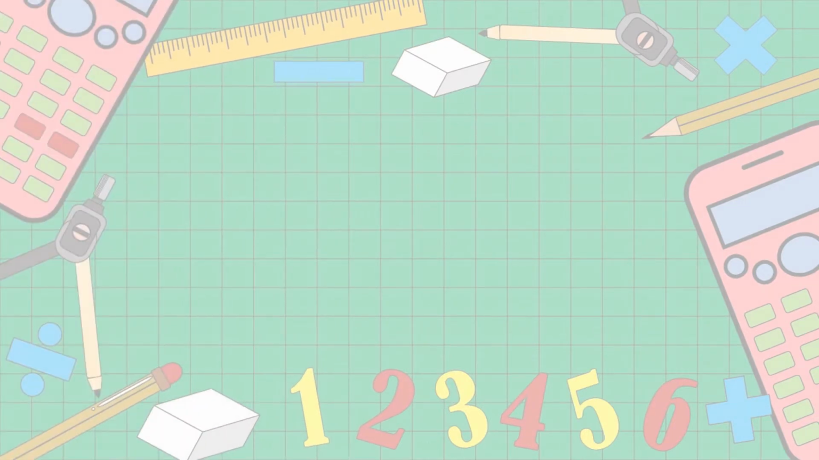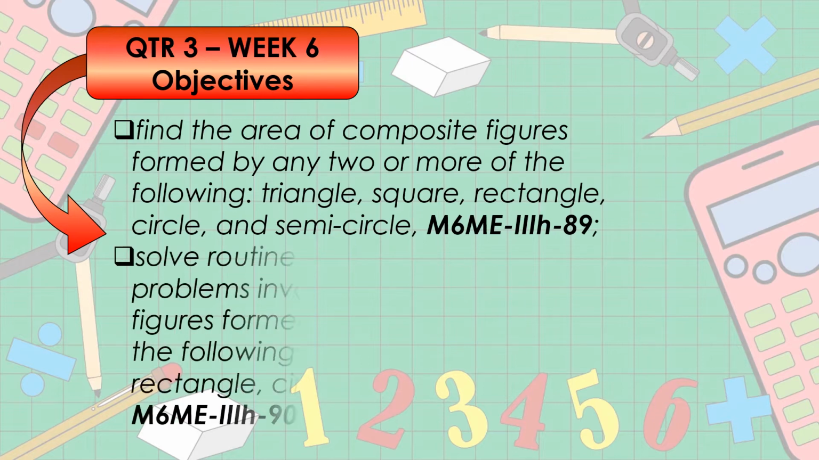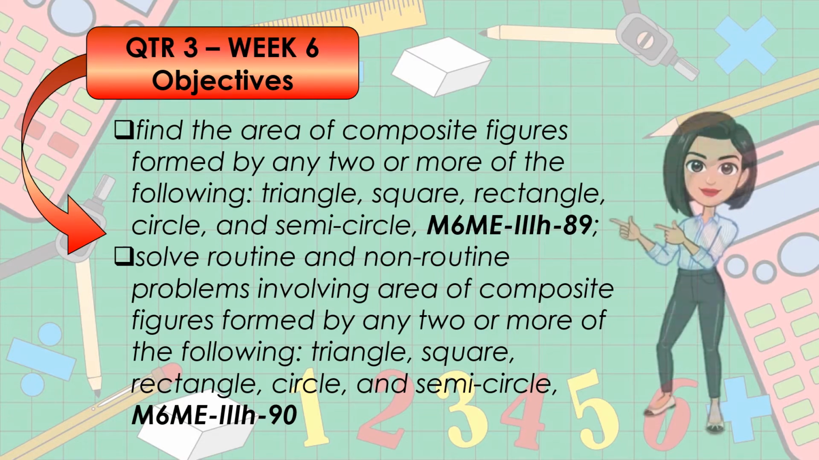So for our learning objectives, we are going to first find the area of composite figures formed by any two or more of the following: the triangle, the square, the rectangle, circle, and semicircle. And also solve routine and non-routine problems involving area of composite figures formed by any two or more of the following: triangle, square, rectangle, circle, and semicircle.